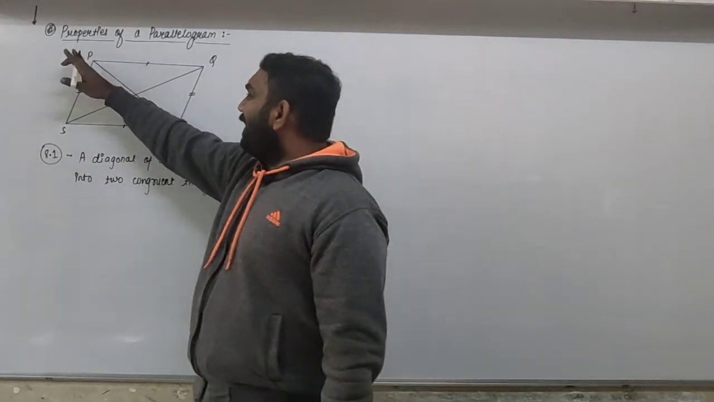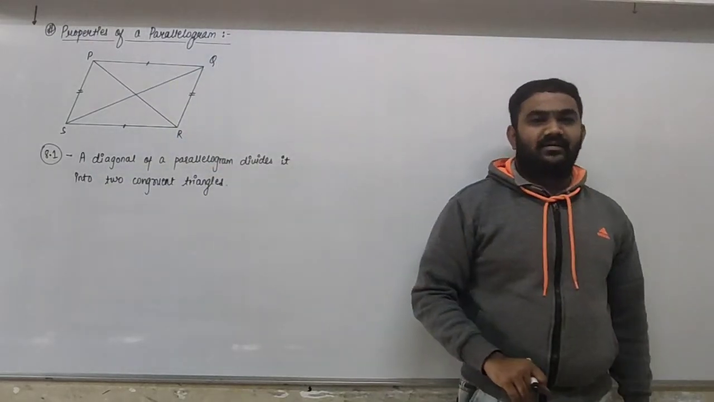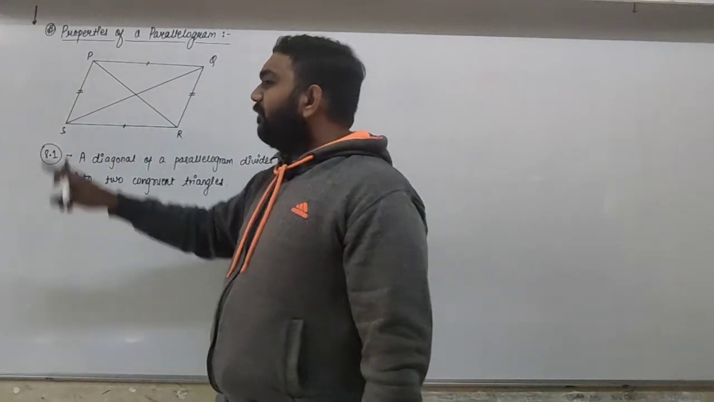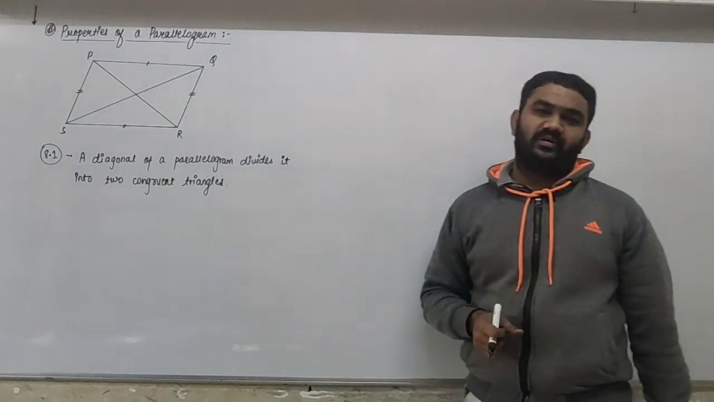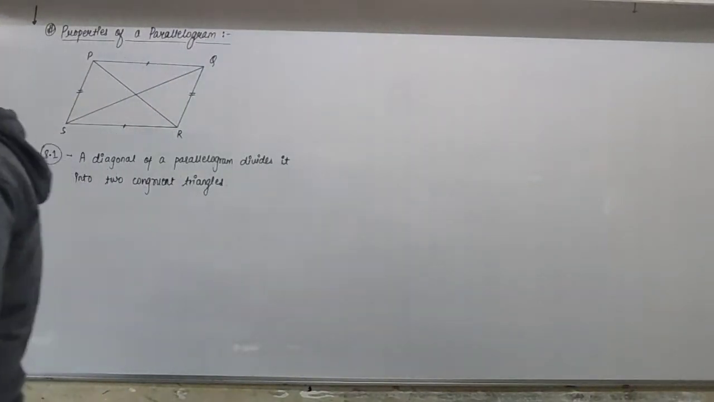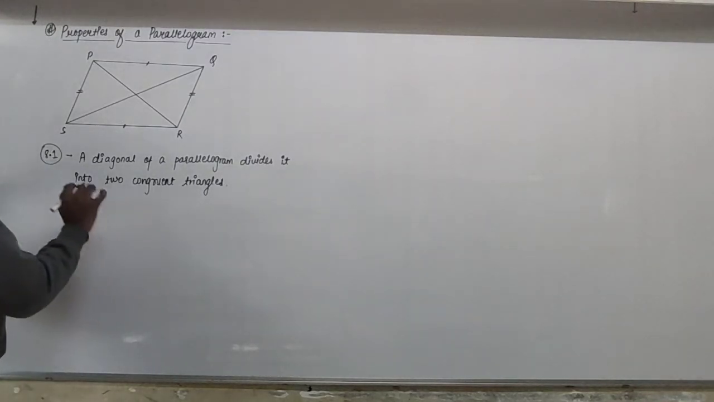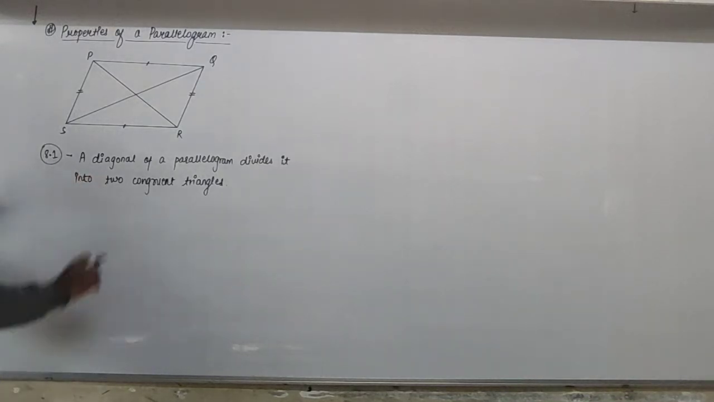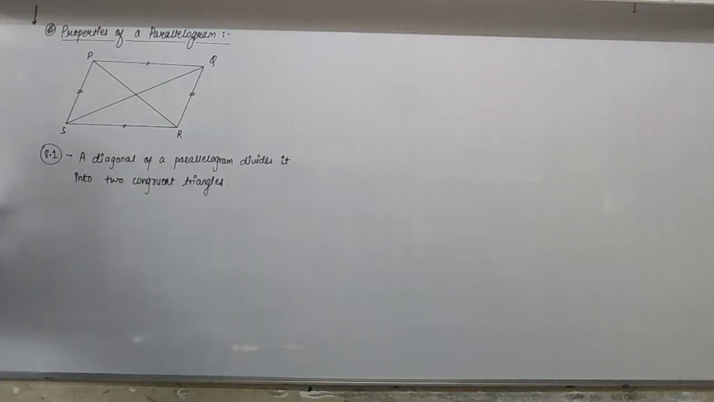This PR will divide the parallelogram into two triangles, or QS will divide the whole parallelogram into two triangles. So that is the first and basic theorem that we are going to learn. We just have to understand it; we don't have to prove it so much. I hope you have understood this.